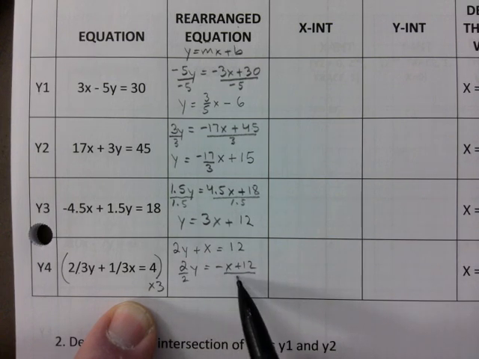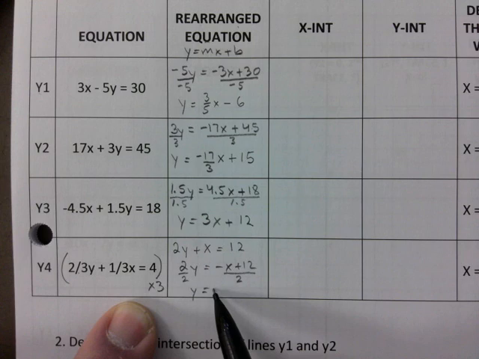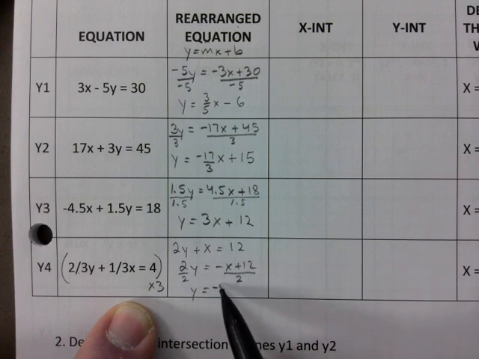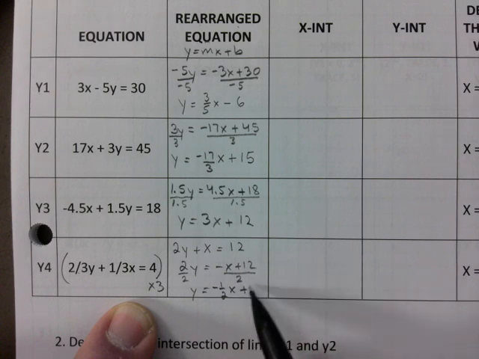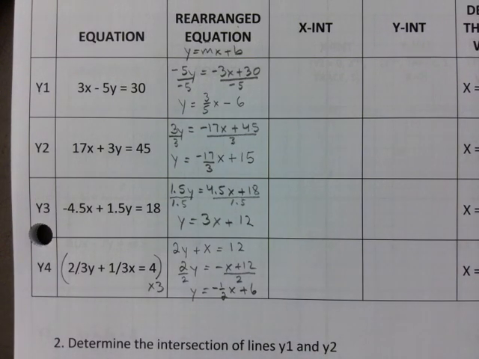Divide everything by 2. What's this going to be? Negative x over 2 is negative 1/2 x. 12 divided by 2 is 6. You're going to be pros by the end of this. Go ahead. Okay, so now it's moment of truth. Grab your calculators. You're like, what about the x-intercepts and the y-intercepts? Just wait. We'll deal with that in due time. I know you know how to do it.